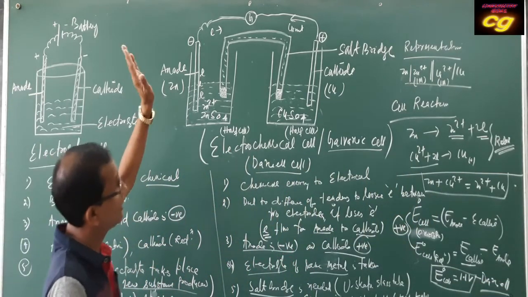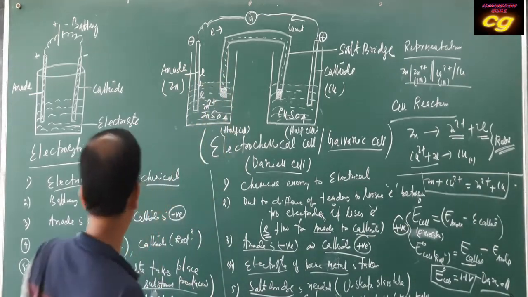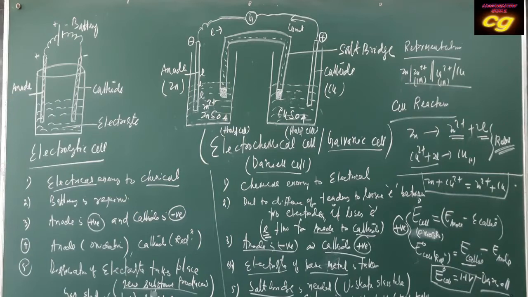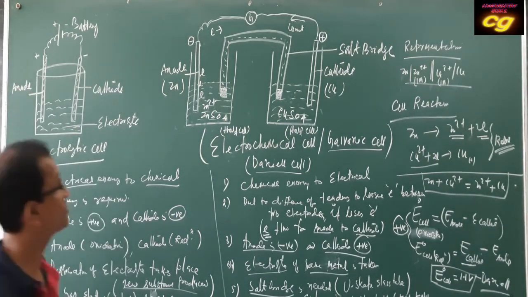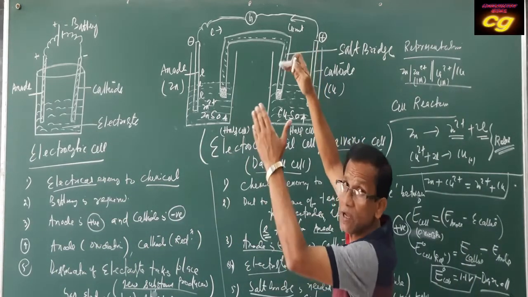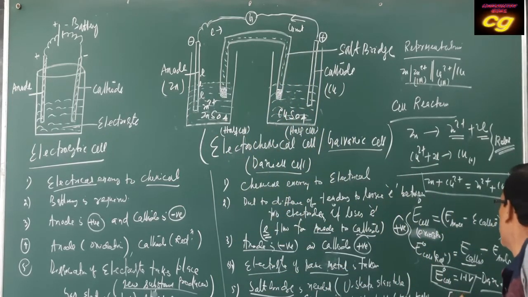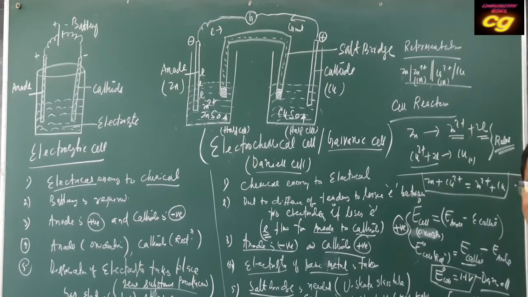But if you fix one external voltage, very important, remember this difference. If the external voltage means you fix one extra voltage from outside, and E external is equal to 1.1 volt, then there will be no flow of current. No current.